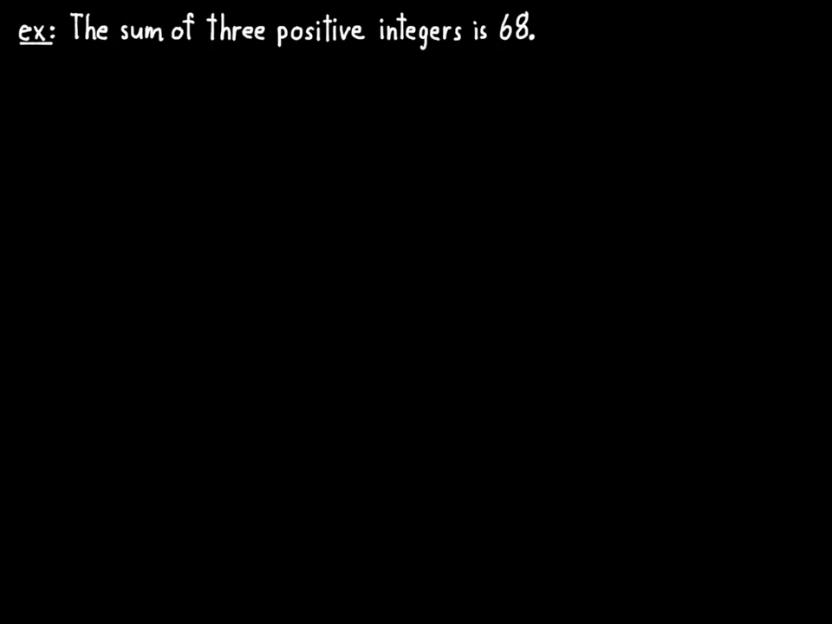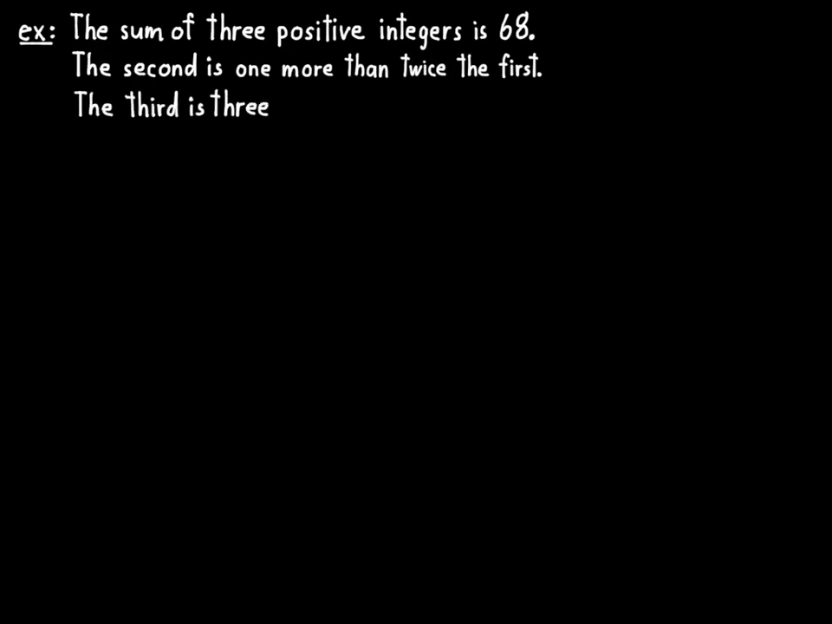So the first one is: the sum of three positive integers is 68. So three positive integers. You have to pay attention to details. Their sum is 68. The second is one more than twice the first. That means the second integer is one more than twice the first integer, right? The third integer is 3 less than the square of the first integer. Okay? So you're supposed to find the integers.